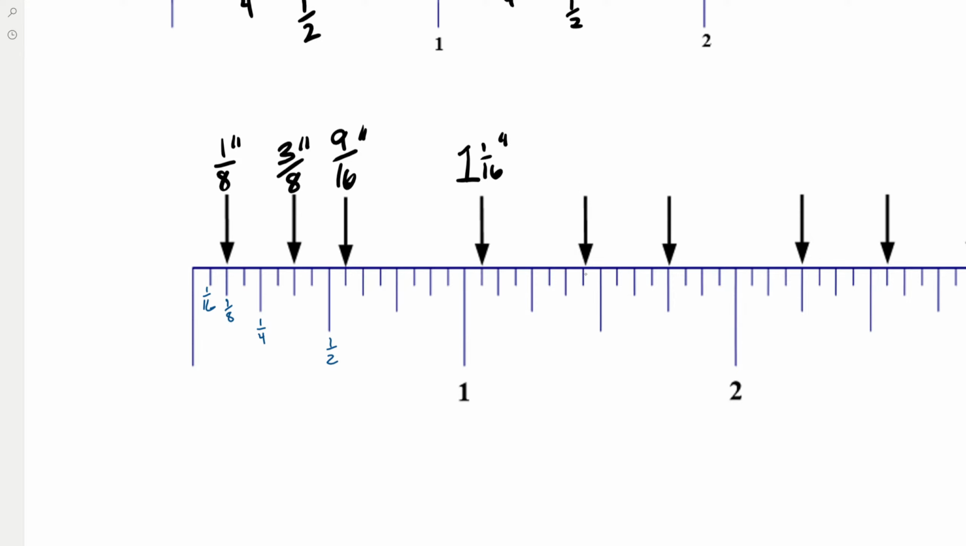This one, I also have to count 16ths because it's the shortest measurement here. If I go eighths, I'll sail right past it. If I go quarters, I'll sail right past it. If I go halves, I'll sail right past it. So I got to go 1, 2, 3, 4, 5, 6, 7. That is 1 7/16 of an inch.